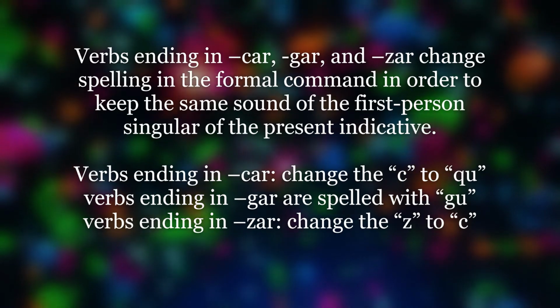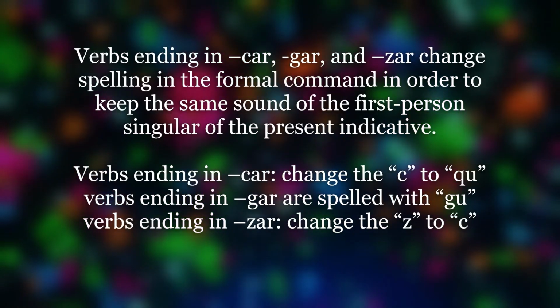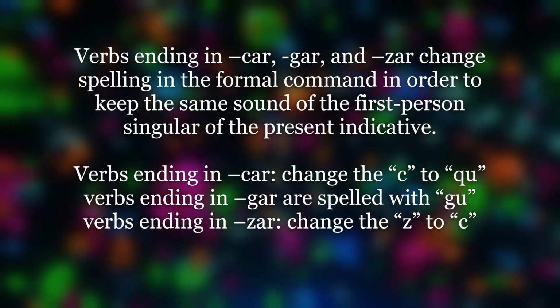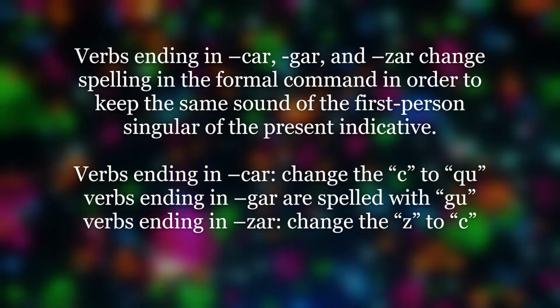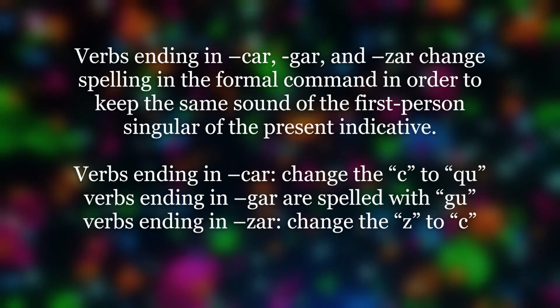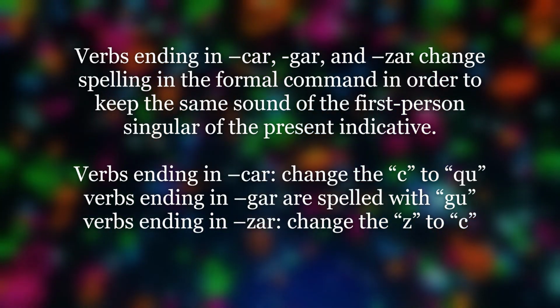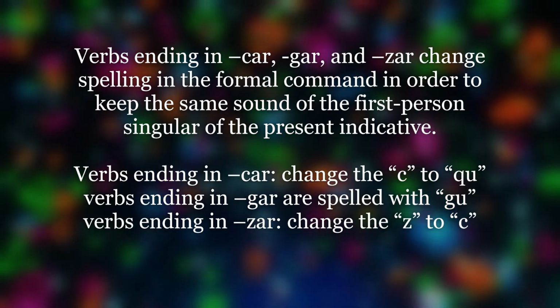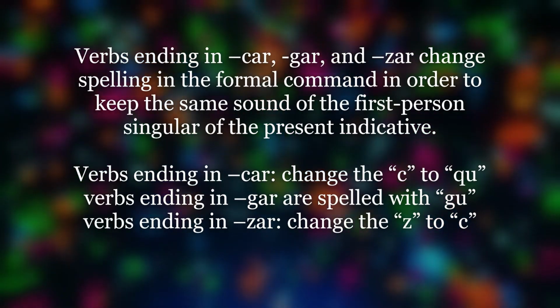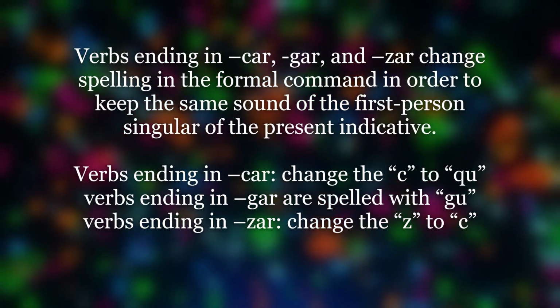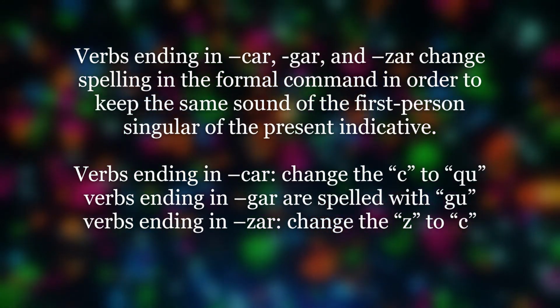Verbs ending in car, gar, and zar change spelling in the formal commands in order to keep the same sound of the first person singular of the present indicative. Verbs ending in car change the c to qu. Verbs ending in gar are spelled with gu, and verbs ending in zar change the z to c.